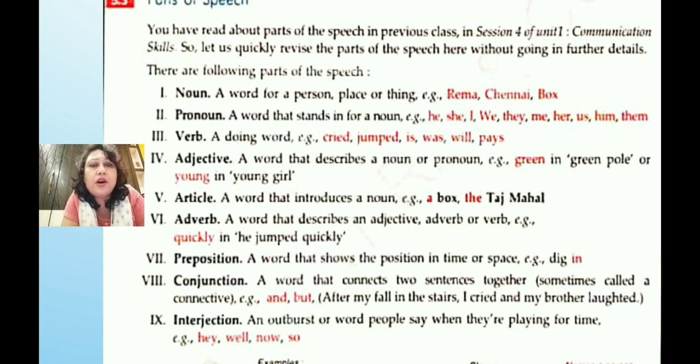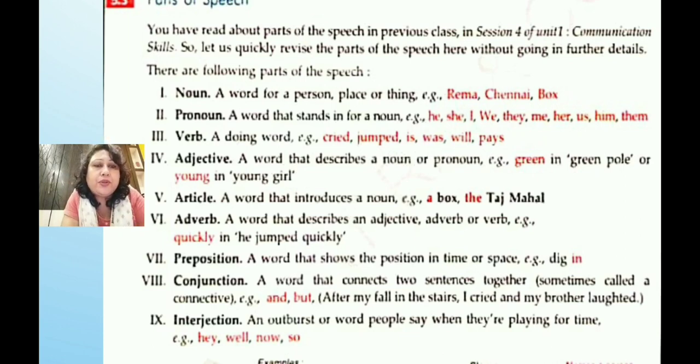Then we have adverb, a word that describes an adjective, adverb or verb. Example, quickly in he jumped quickly. Okay, so quickly is what? Quickly is an adverb. Then we have preposition, a word that shows the position in time or space. For example, dig in. Okay, now here in dig in, in is the preposition.